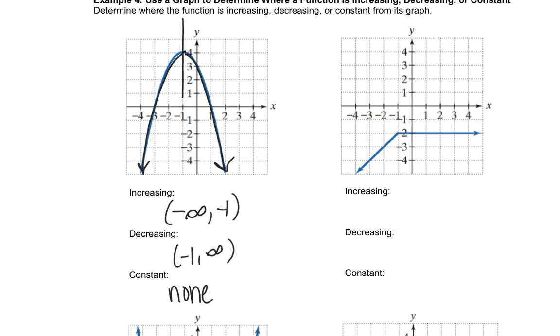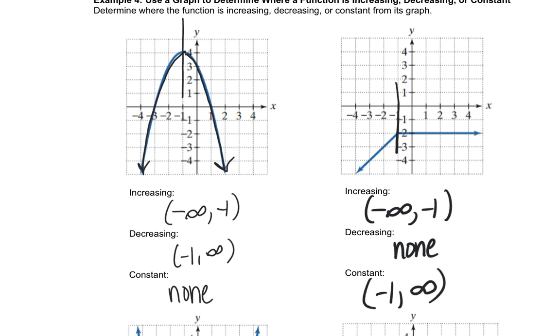All right, and the next one, there's my break right here. So from negative infinity to -1, I am increasing. I'm never going down, so there's none for decreasing, but I am remaining constant from -1 to positive infinity. So this is an increase, this is constant. An increase, a decrease. Questions?